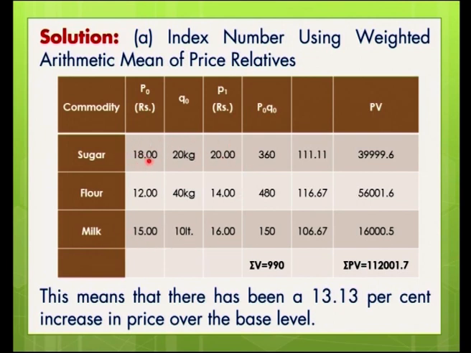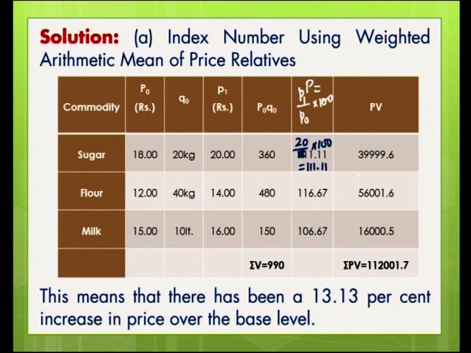Then you calculate P naught into Q naught, that is 18 into 20 is 360, 12 into 40 is 480, and 15 into 10 is 150. Likewise, it is calculated. Then the next column is P1 by P naught into 100, that is, P1 is 20 by 18 into 100, which is equal to 111.11. So, this is actually the capital P value. Capital P is equal to P1 by P naught into 100.